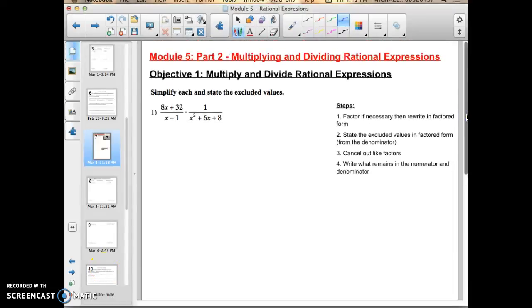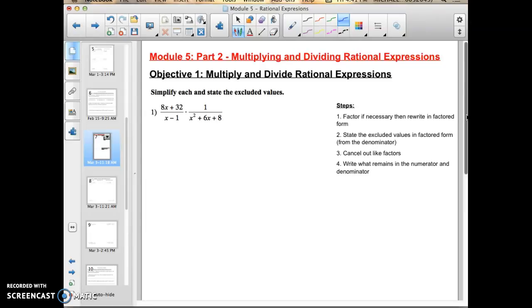Module 5, Part 2, Multiplying and Dividing Rational Expressions. There's only one objective in this part, and at the end of this objective, you should be able to successfully either multiply or divide rational expressions based on the problem that is given to you.